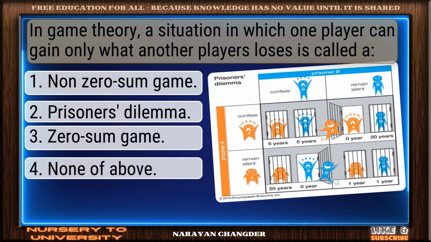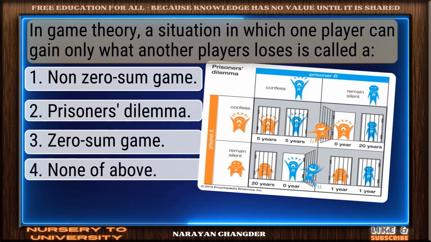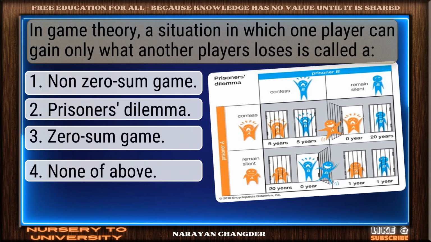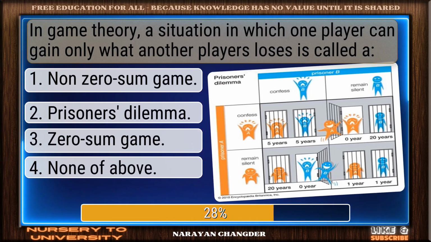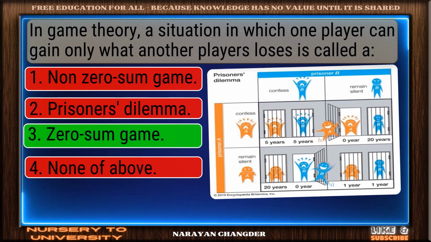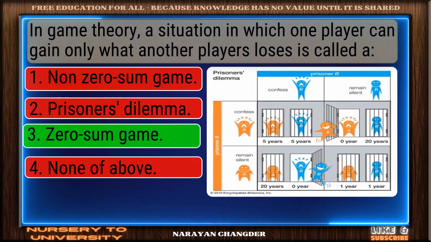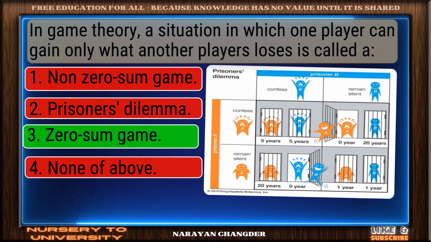In game theory, a situation in which one player can gain only what another player loses is called a ___. Good thinking. Zero-sum game is the right answer.